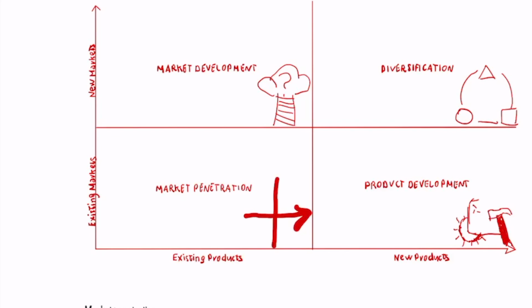So those are some of the examples that we have, and this is the way you can use the Ansoff Matrix to understand how to scale or grow a company.